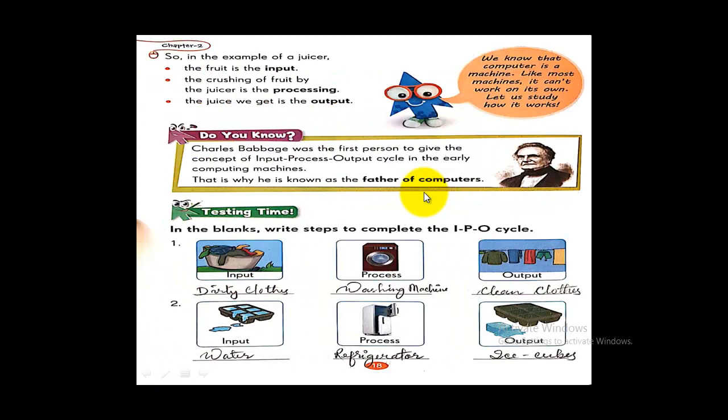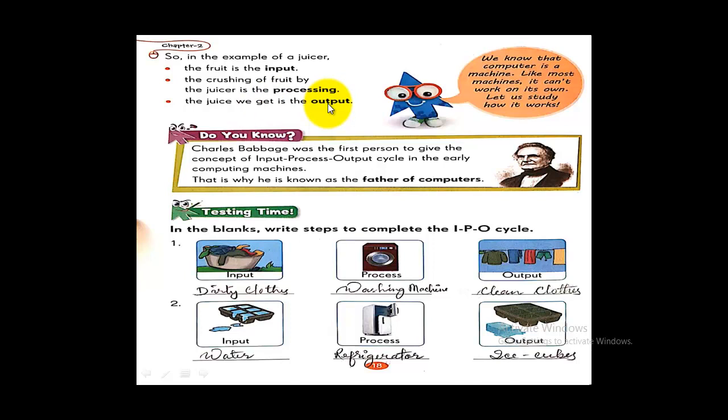So in the example of a juicer, the fruit is the input. I've just explained the example now: the fruit is the input, and the crushing of the fruit by the juicer is the processing, and the juice we get is the output. I hope you have understood till here.